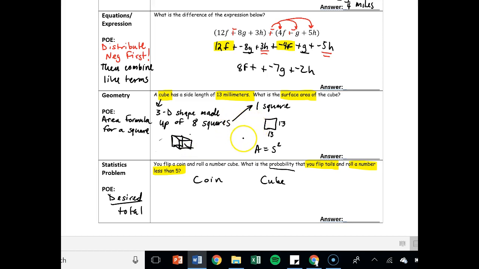So basically what we're going to go ahead and say is, all right, we have one square. It has a side length of 13 millimeters, so we know the square looks like this. We know the area formula for a square is just s squared, so that's just going to be 13 times 13, right? So the area for one square is equal to 169, but now a cube is made up of 8 squares, so we just multiply that by 8. And so this has a surface area of 1,352 millimeters squared. Surface area, so we're using units squared.